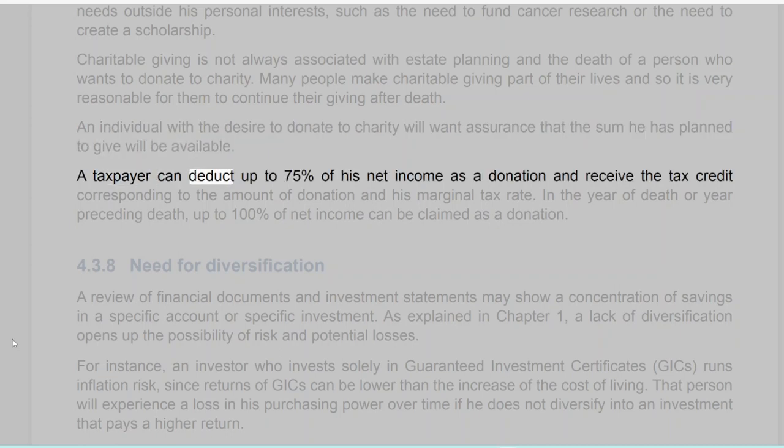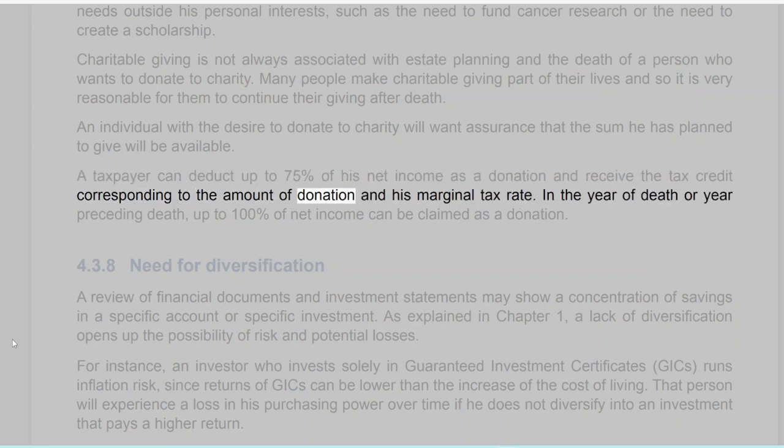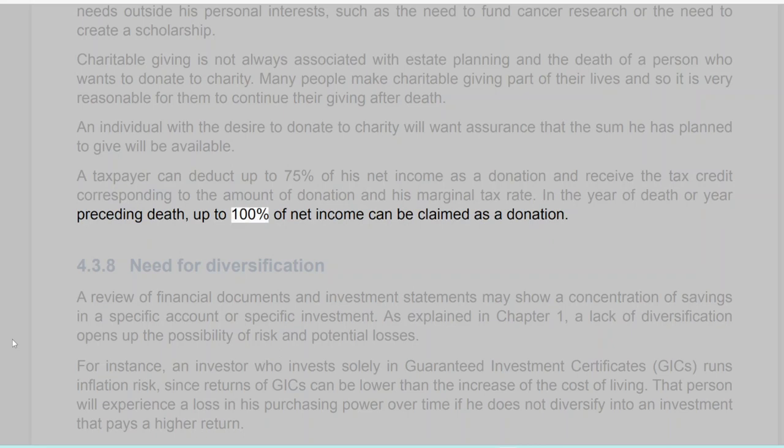A taxpayer can deduct up to 75% of his net income as a donation and receive the tax credit corresponding to the amount of donation and his marginal tax rate. In the year of death or year preceding death, up to 100% of net income can be claimed as a donation.